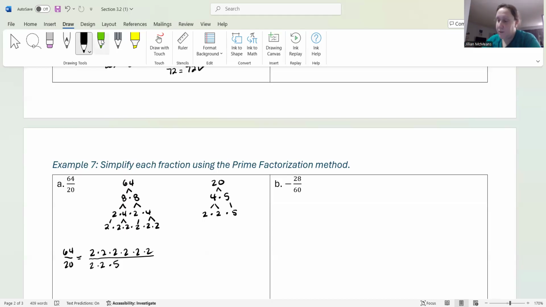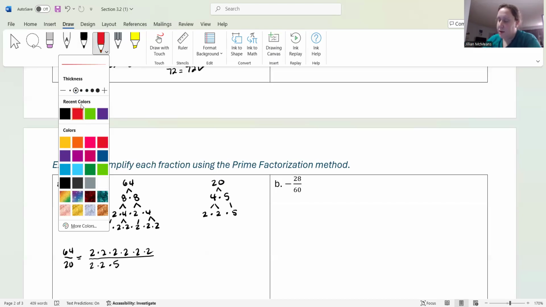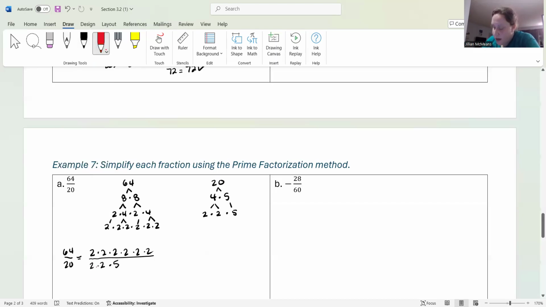And if you look here, let me get this. I'm going to go maybe to red. If I look right here, I have 2 divided by 2. Well, 2 divided by 2 is 1. So that kind of cancels to become just a 1. It leaves like a little footprint of a 1. I have another 2 times 2. Well, 2 divided by 2 cancels and just becomes a 1.